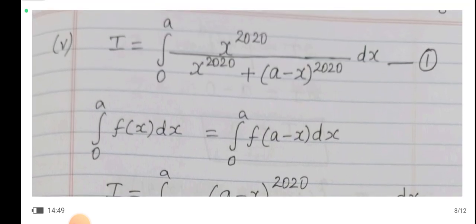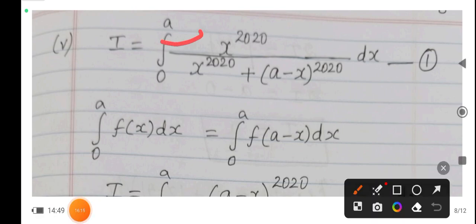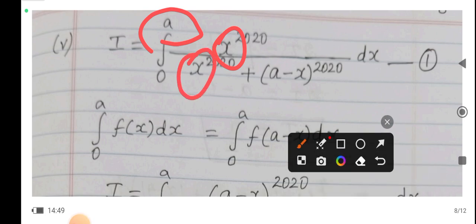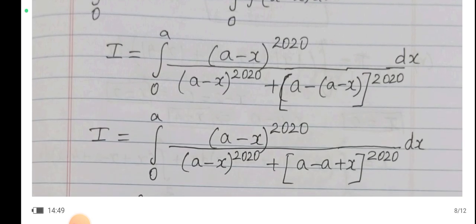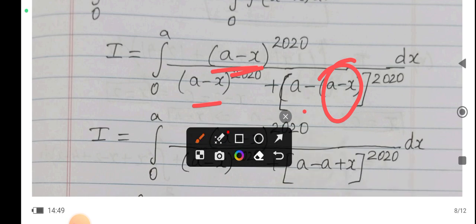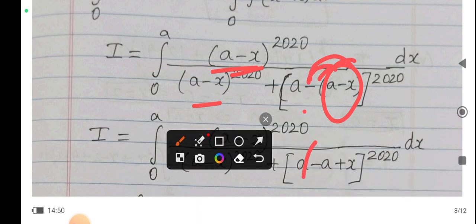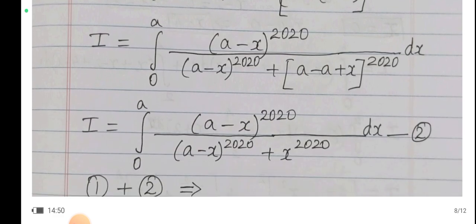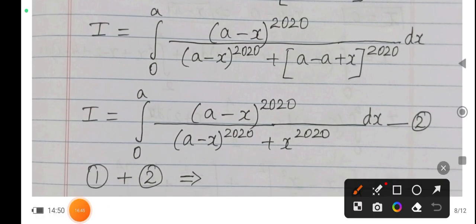Again, good news is a is a itself. So where a is there you apply literal a. Instead of x place a minus x. Again x place a minus x. So what are you going to do? X place a minus x, power 2020. Again x place a minus x, then a minus again x place a minus x. The minus you multiply inside, now minus a plus x plus a, minus a gets cancelled. So we got a minus x power 2020, then a minus a gets cancelled, again x power 2020.